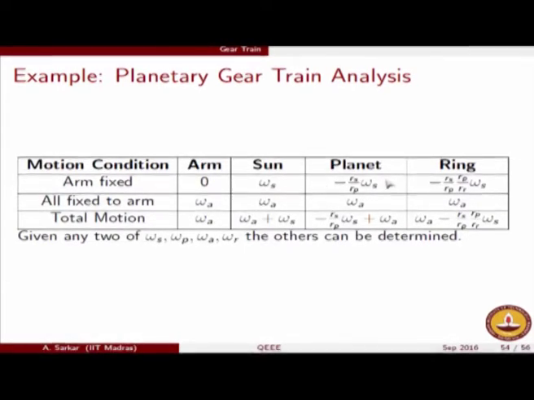So any two constituents, if that is known, sun planet or planet ring or arm sun, any pair of two motions, if it is known, then these equations can be used to determine firstly omega s and omega a, and once you know what is omega s and omega a, you can determine everything else of this gear train arrangement.